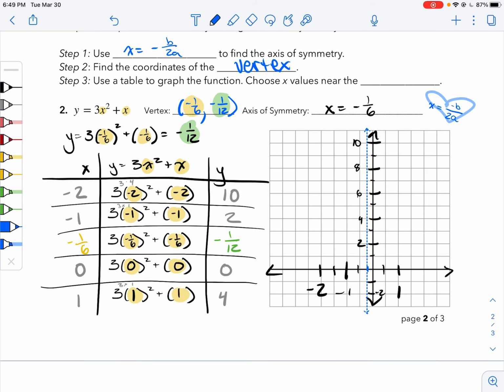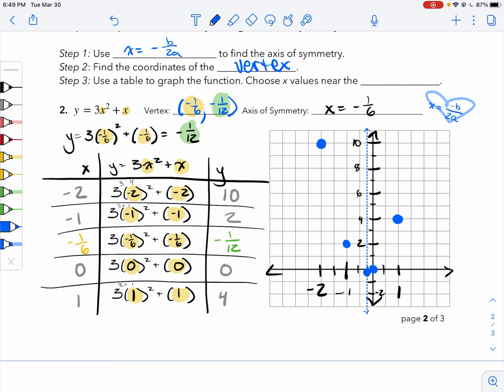So we have over -2, up 10 gives us here. Over -1, up 2 points us here. Over -1/6, down 1/12 is just a tiny little baby underneath there. Over 0, up 0. And then over 1, up 4.